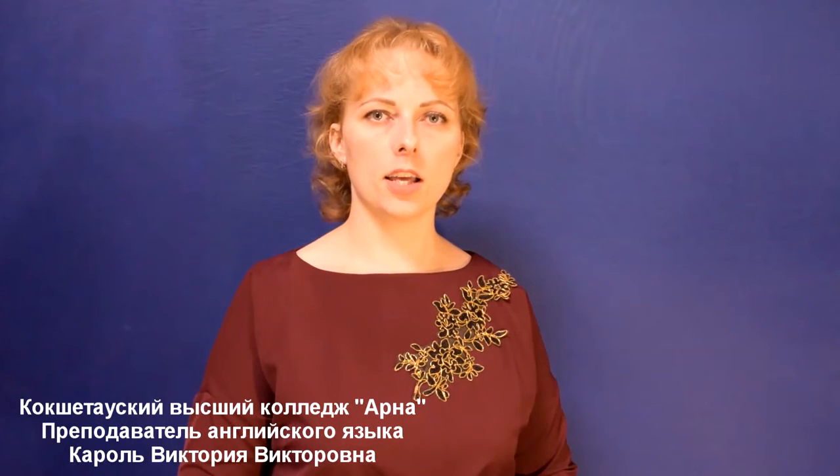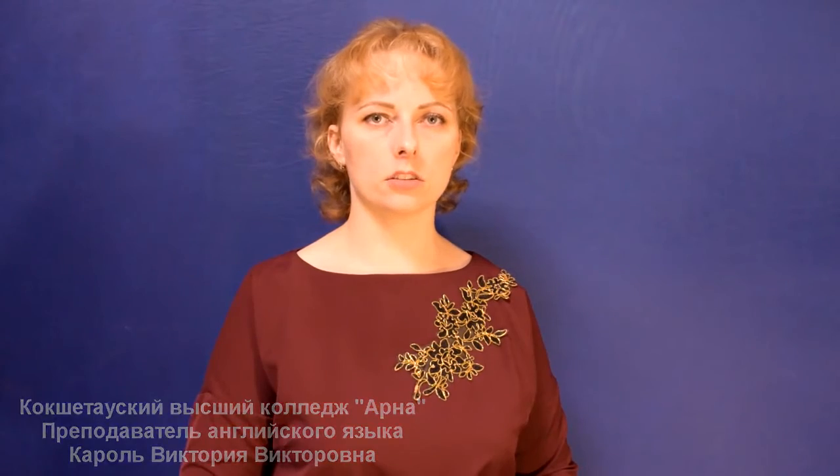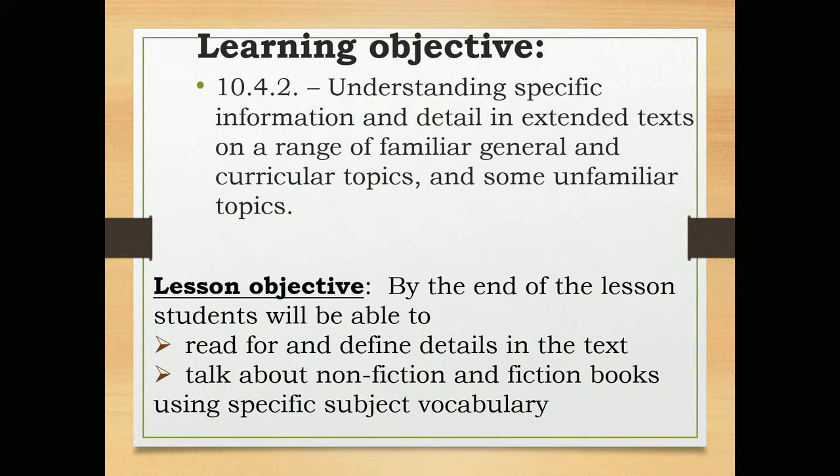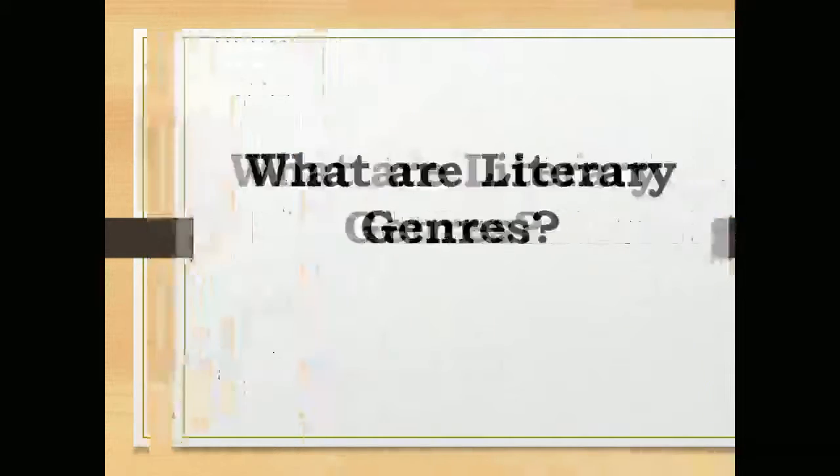Today, the theme of our lesson is fiction and non-fiction genres. Learning objective: understanding specific information and detail in extended text on a range of familiar general and curricular topics and some unfamiliar topics. Lesson objective: by the end of the lesson, students will be able to read for defined details in the text, and talk about non-fiction and fiction books using specific subject vocabulary.